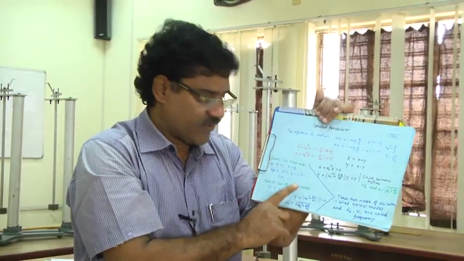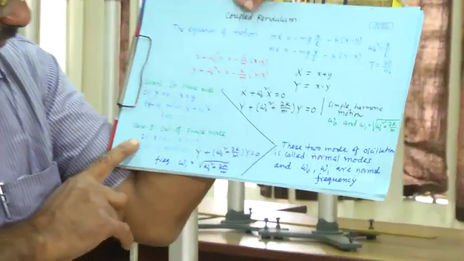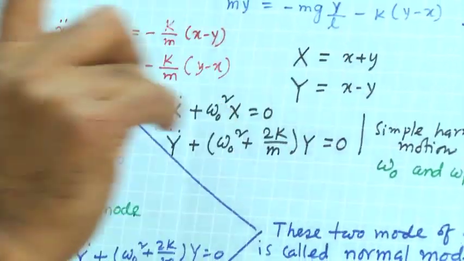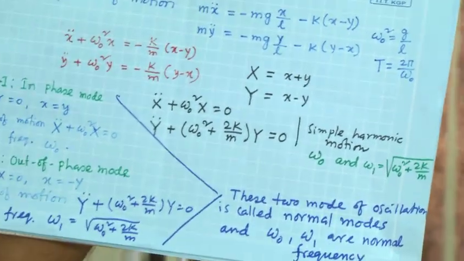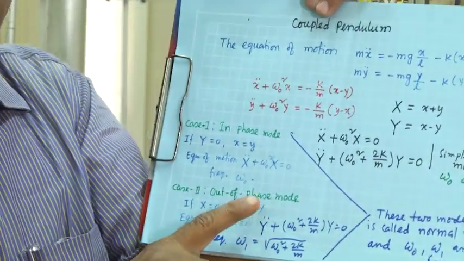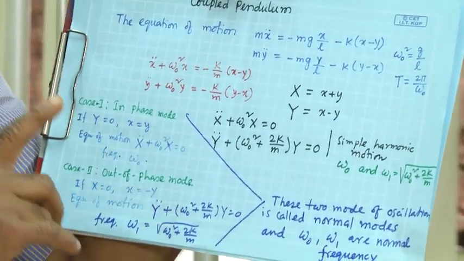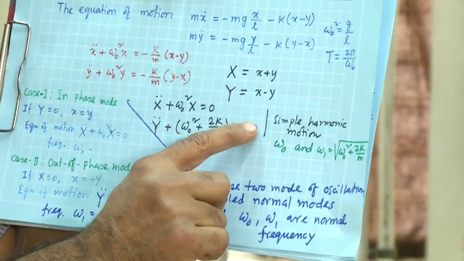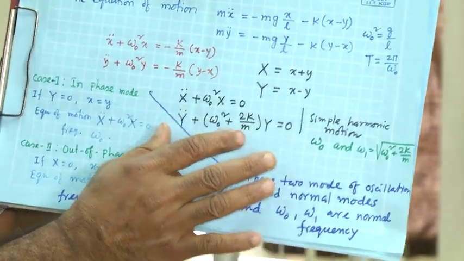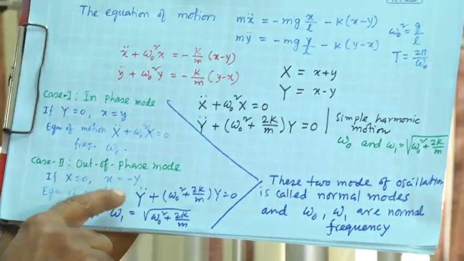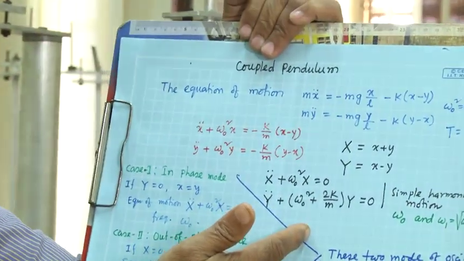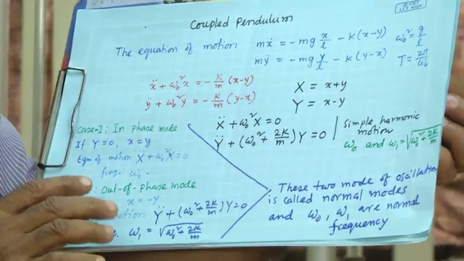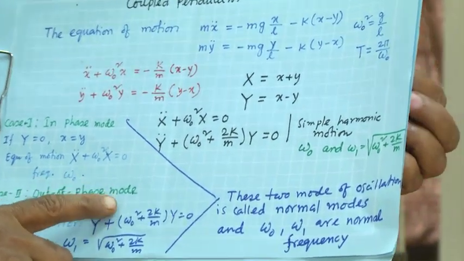The second condition is out of phase. Okay. If x equal to 0, then x equal to minus y, right. So, if x equal to 0, this equation will go, only this equation will be there. And for this equation, these are simple harmonic motion, so the frequency is omega 1. The second case is the out-of-phase mode.